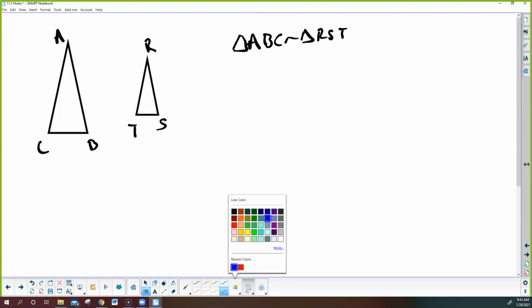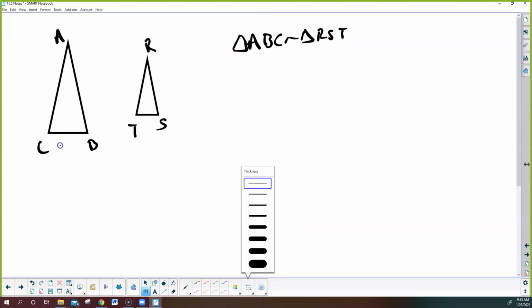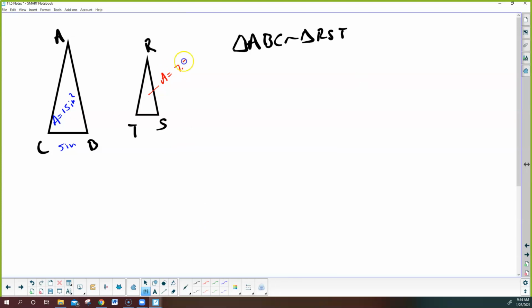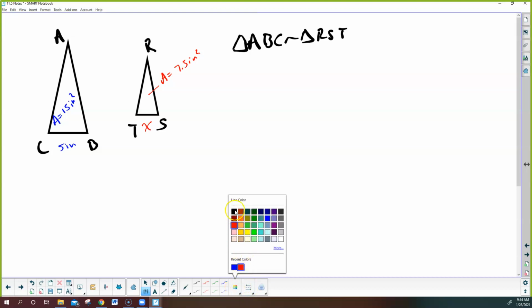And then I also give you a couple other things. I tell you that the side length here is 5 inches and the area of this shape is 15 inches squared. Okay. And then on this one, I tell you that the area here is 7.5 inches squared. And I tell you to find the length ST. All right. Now, I'm trying to remember if this was exactly the same setup as the quiz. I think it was.